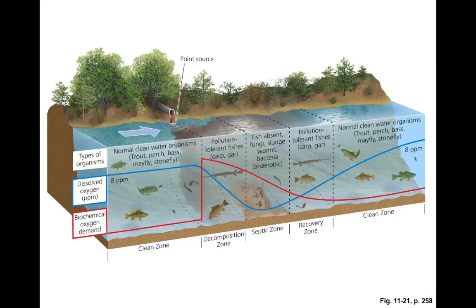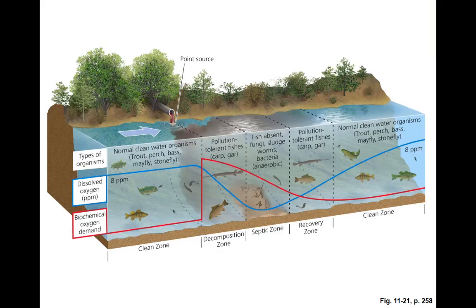Then you'll get to what's known as the septic zone. This is the worst area. The fish are typically not there. You have fungi, sludge, some worms, bacteria. This is mostly anaerobic, so it's mostly no oxygen available for things.